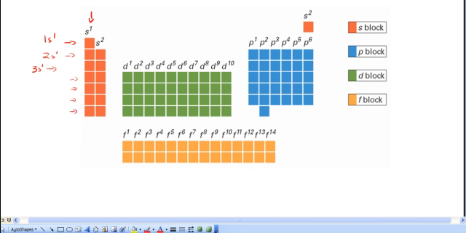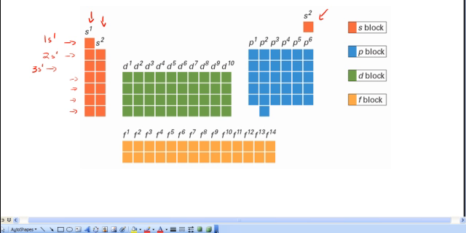All right? When you get to those elements that are in the second column, they always end in s2s. Except for helium, which is over here, that's kind of an oddball sitting off there on its own, but that's just something that you'll have to remember.